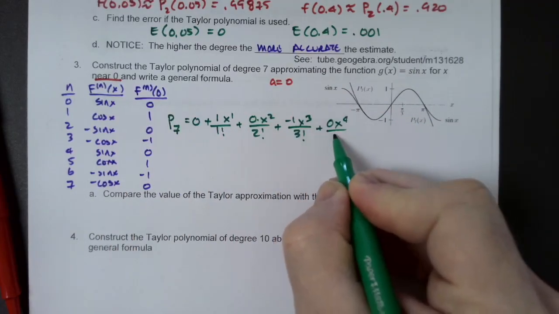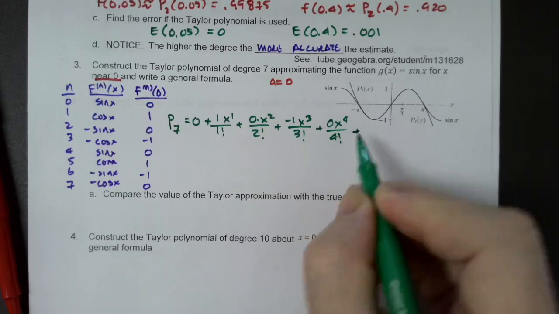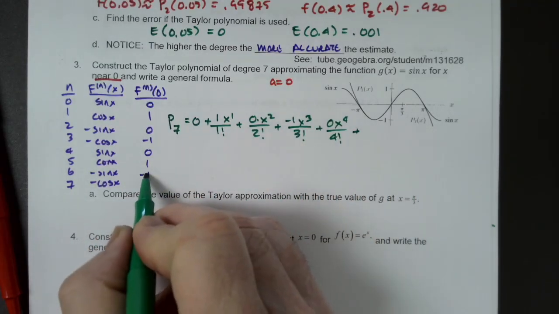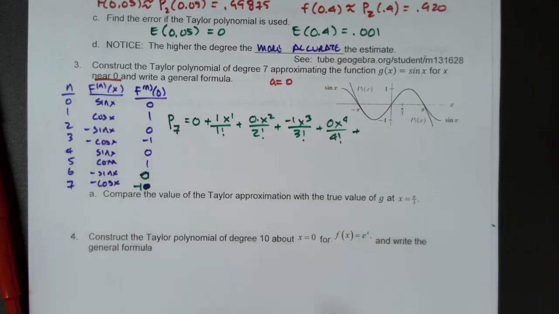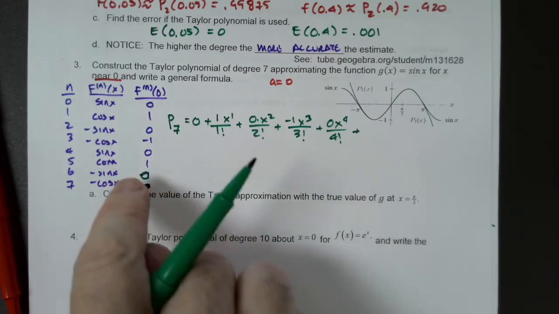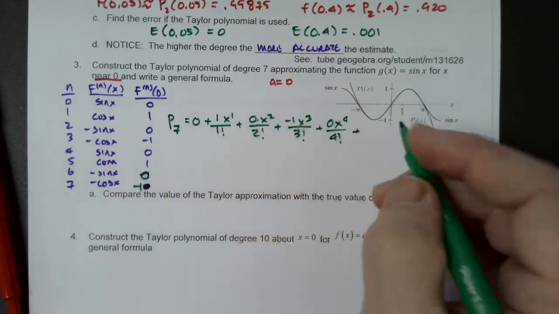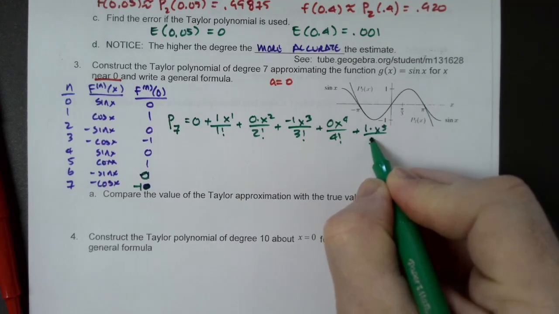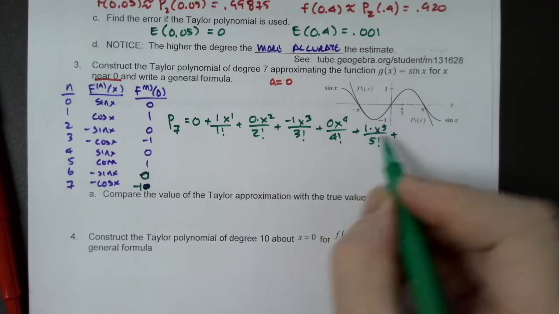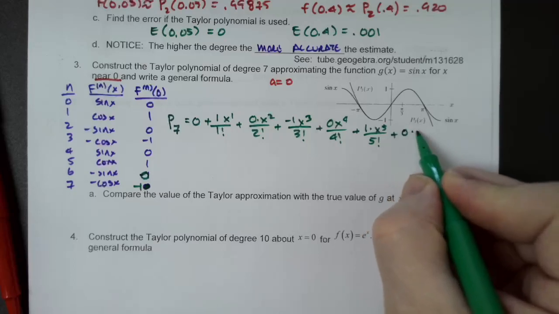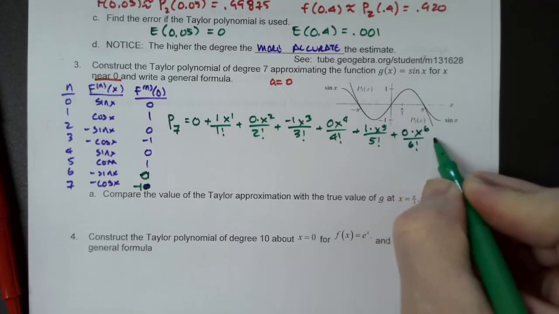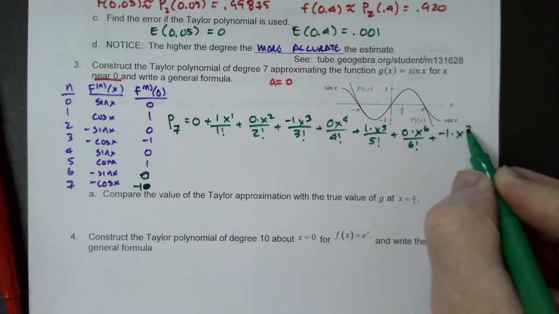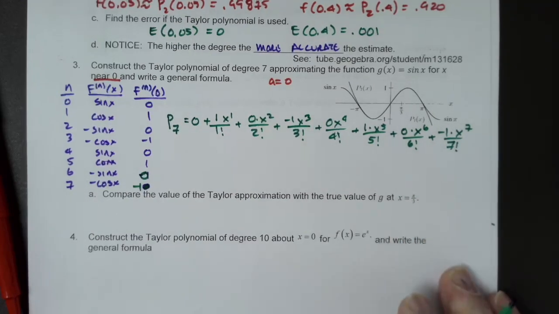x to the 4th over 4 factorial, and then plus, oops, I messed up here. This should be a 0 and a negative 1. Sorry about that. Because we're back to a positive 1 times x to the 5th over 5 factorial, and then plus the 6th one is 0 times x to the 6th over 6 factorial, and then plus negative 1 times x to the 7th over 7 factorial.